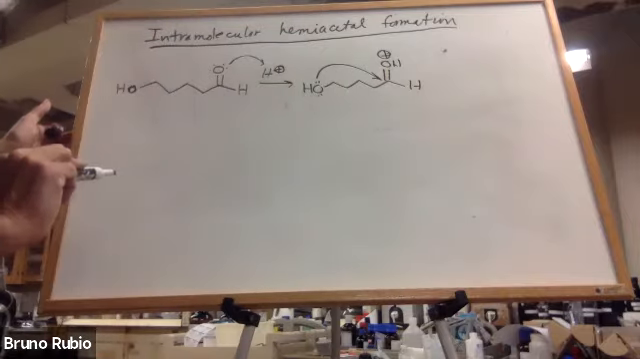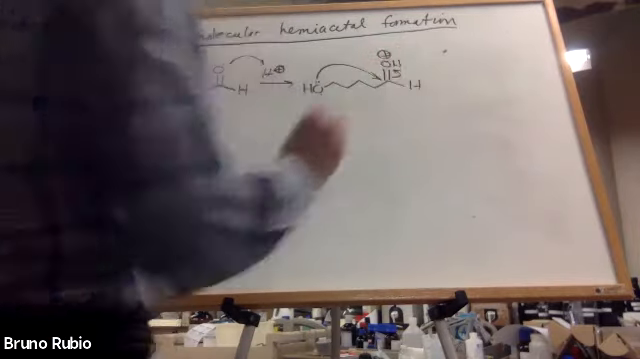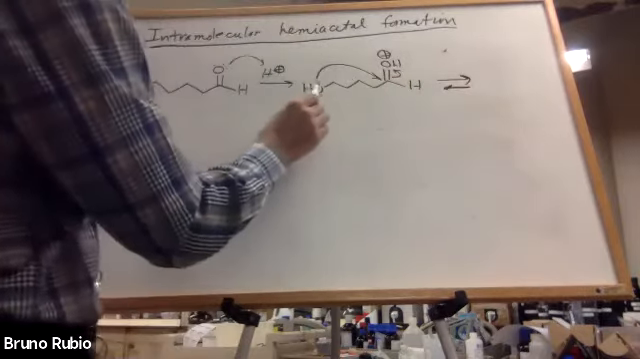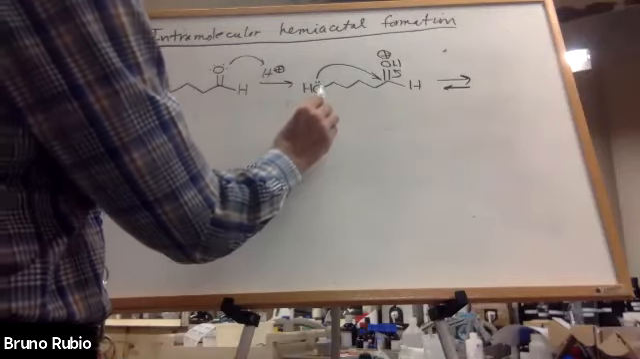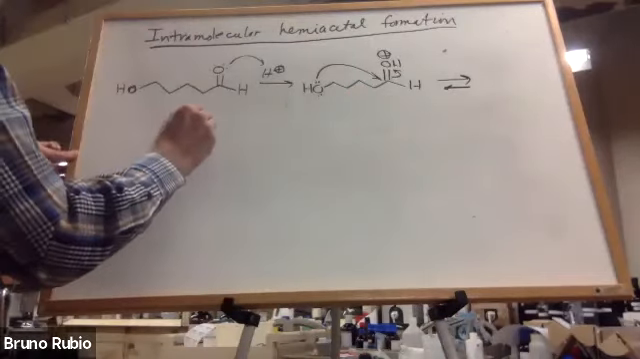So that nucleophile attacks the carbonyl carbon. That oxygen atom gobbles up that pair of electrons. I'm going to get a 6-membered ring. This arrow is going to be replaced by a bond pretty shortly. 1, 2, 3, 4, 5, 6. Yep, I get a 6-membered ring.